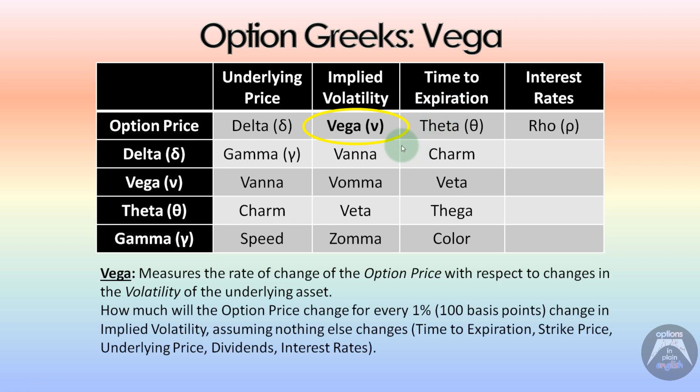So Vega measures the rate of change of the option price with respect to changes in the volatility of the underlying asset. Or in other words, how much will the option price change for every 1% or 100 basis points change in implied volatility, assuming nothing else changes. No changes to time to expiration, strike price, underlying price, dividends, interest rates. So we're going to freeze the other parameters. We're going to leave them the same. And we're going to push the implied volatility higher by 1%. And we're going to measure what happens to the premium of the option.